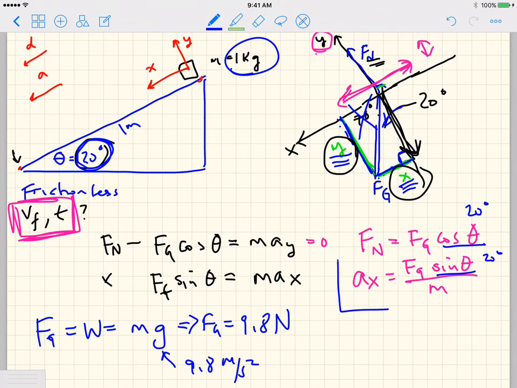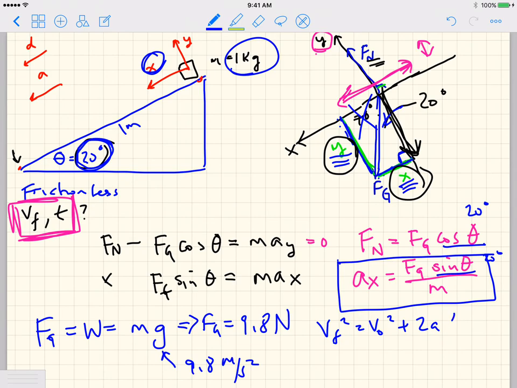So we can then solve for the acceleration along the x direction, and that will be positive in our coordinate system because we defined the x direction to point that way. So you can solve for ax, and it's straightforward. The next step then is you can solve for the final velocity by using vf squared is v0 squared plus 2 times a times the displacement delta x. V0 squared equals 0. And this is the ax we just solved for. And this is 1 meter. So you can then solve for v final squared.